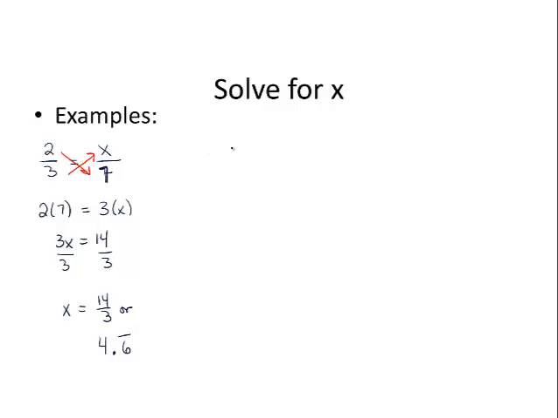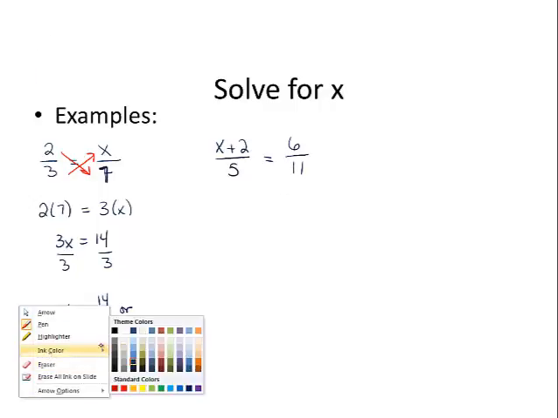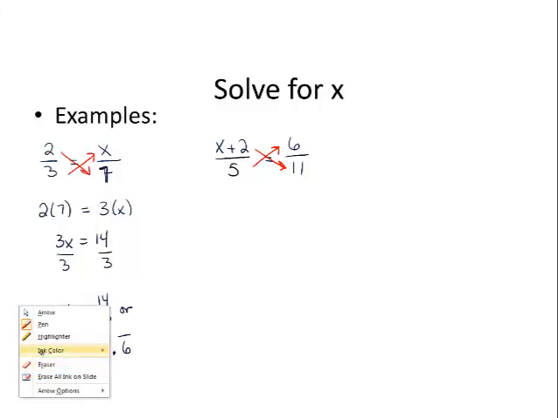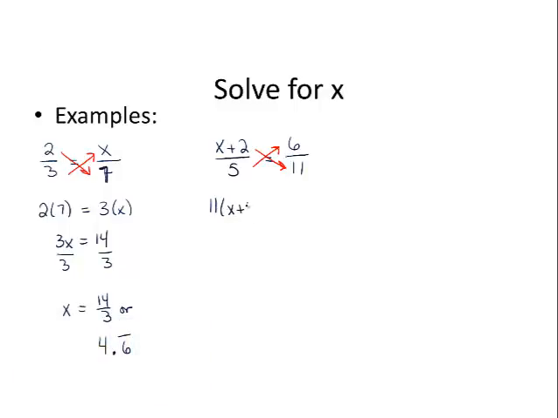Sometimes we get a situation where we have x plus 2 over 5 is equal to, say, 6 over 11. Same process. We're going to use the cross products theorem. I'm going to do 5 times 6 and x plus 2 times 11. The difference is now I'm going to have to distribute. So I have 11x plus 22 is equal to 30.